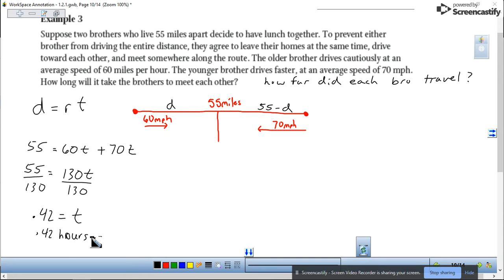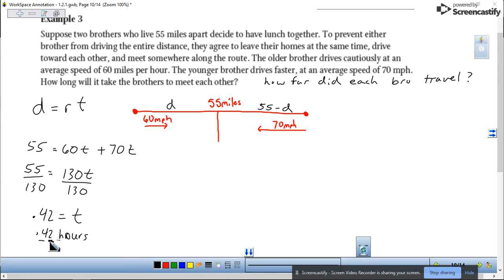Now, I don't know about y'all, but when I talk to my friends and neighbors and whatnot, I tell somebody I'm going to meet them there. I don't say, hey, I'll meet you in 0.42 hours. Right? If it's less than an hour, we generally would give that time in minutes. So it's reasonable that we should convert this to minutes.